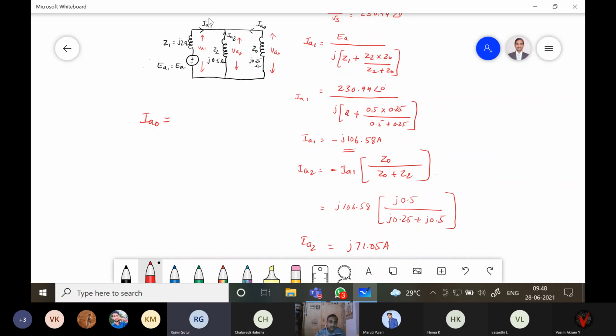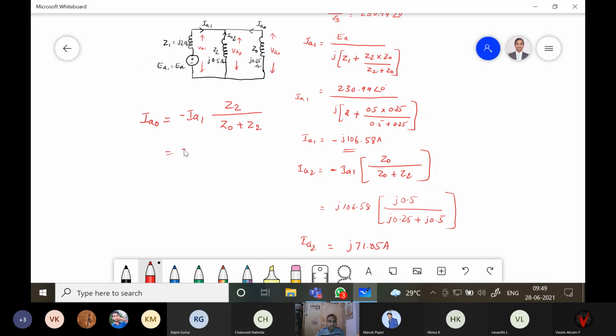Minus IA1, right? That is the main current, IA1. We are calculating the branch current. So, minus IA1 into the opposite impedance for IA0. What is the opposite impedance for Z0? Z2 is the opposite impedance, divided by the sum of total impedance, Z0 plus Z2. So minus IA1.